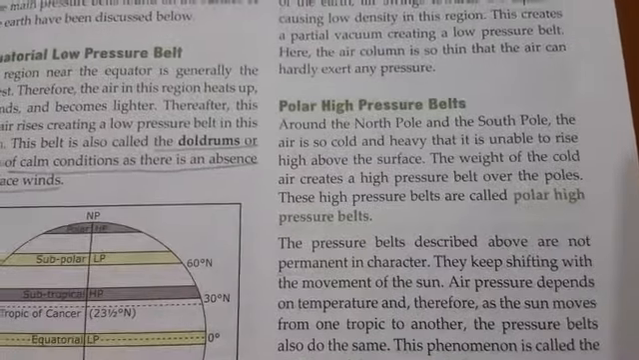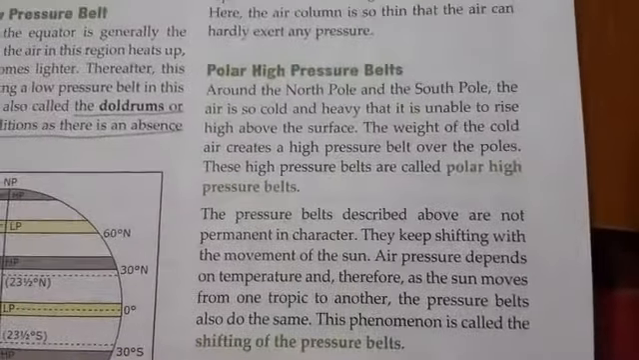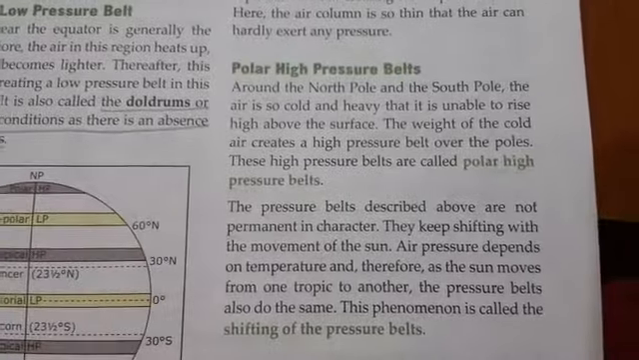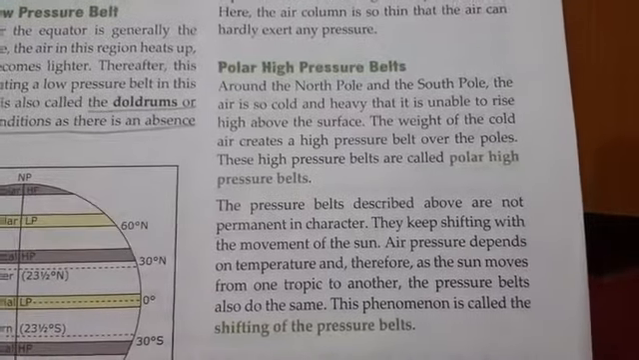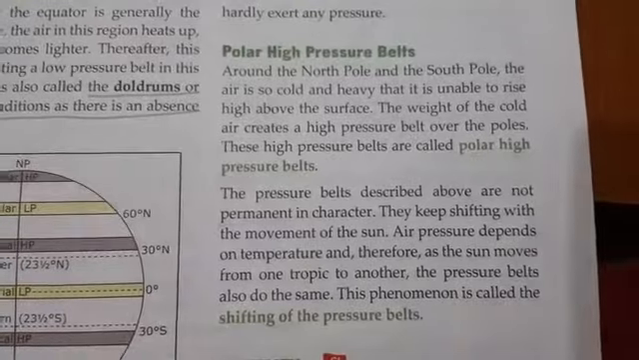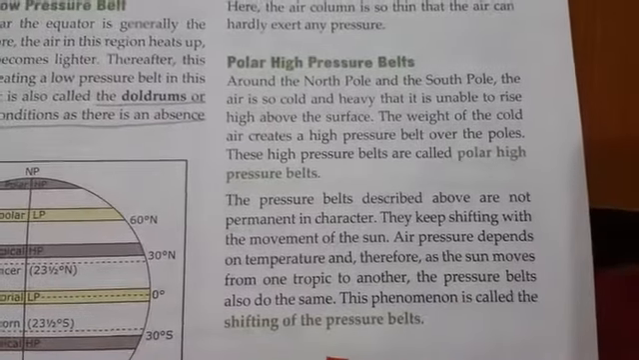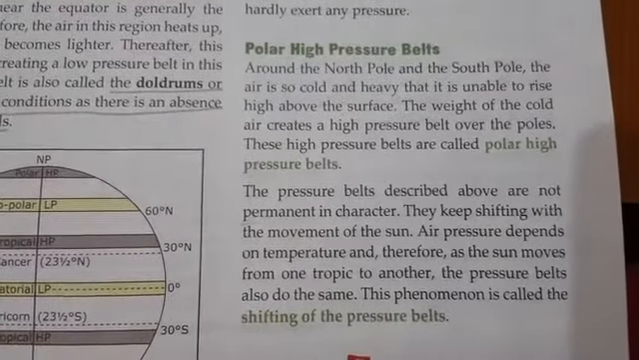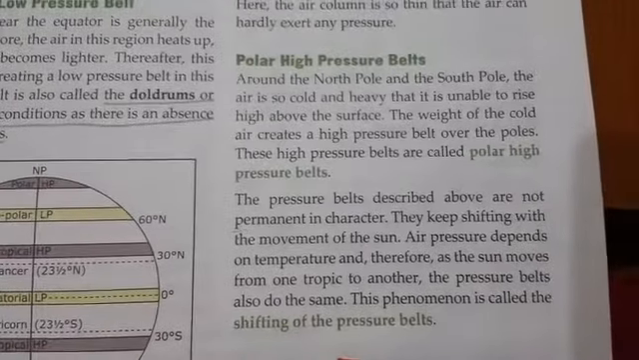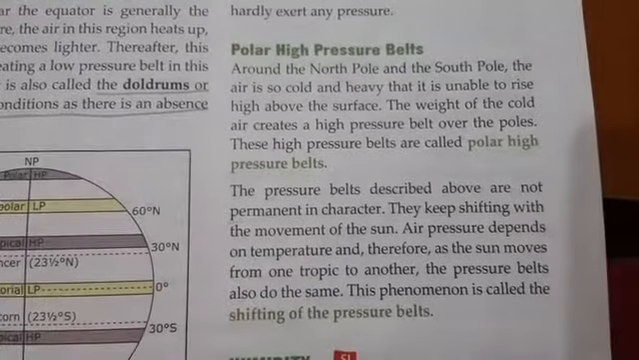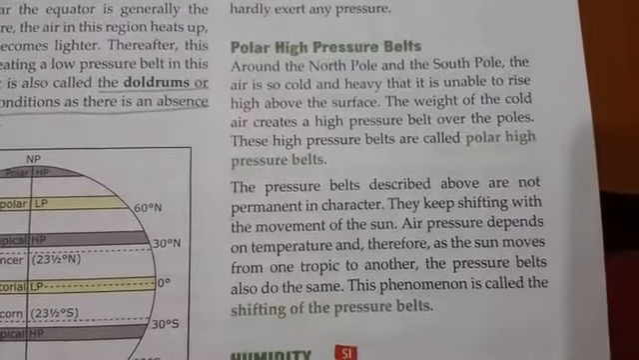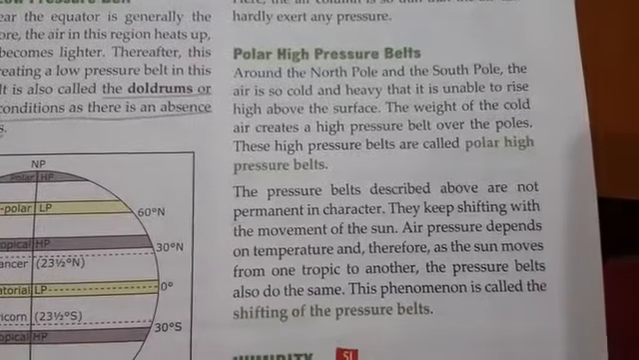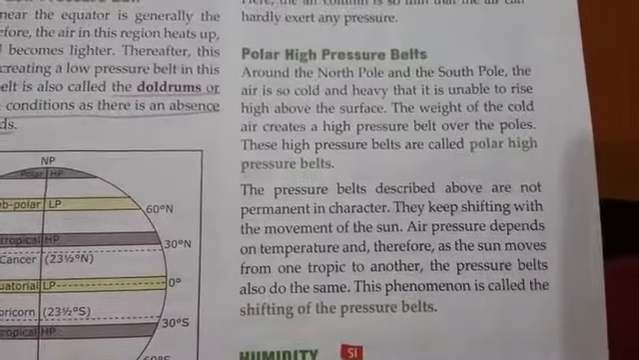So you see, around the North Pole and the South Pole, the air is so cold and heavy that it is unable to rise high above the surface. Because of the heaviness and the coldness, the air is not capable of rising too high above the surface. So that weight of the cold air creates a high pressure belt over the poles, and thus these are called polar high pressure belts.